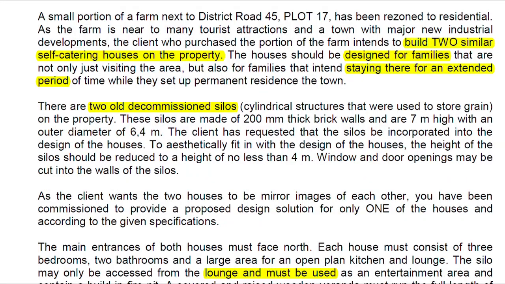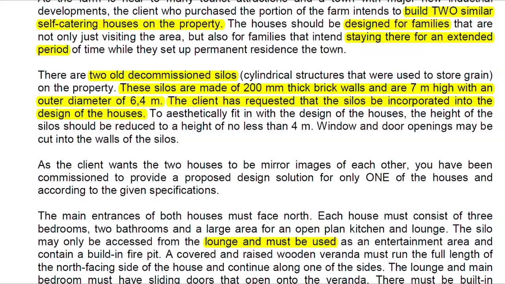These silos are made of 200mm thick brick walls and are 7 meters high with an outer diameter. Again, this is what's given to you. More details for you. The client has requested that the silos be incorporated into the design of the houses. Very important line. You need to use these silos in your design. To aesthetically fit in with the design of the houses, the height of the silos should be reduced to a height of no less than 4 meters. Again, important information for you.